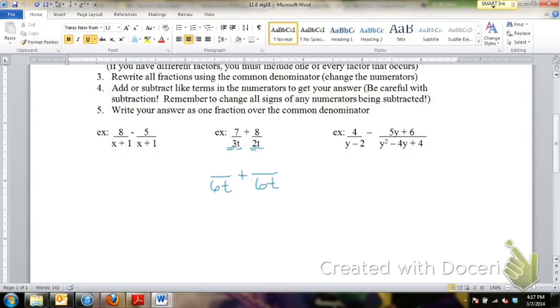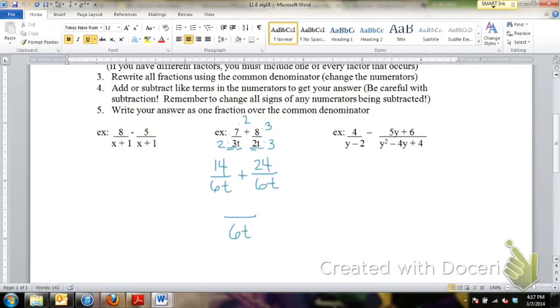Now, 3t, I had to multiply by 2 to get 6t, so whatever I did to the bottom, I do to the top. 7 times 2 is 14. Do not forget to change your numerators. What did I do to the 2t to get 6t? I multiplied by 3, so do the same to the top. 8 times 3 is 24. Now, don't reduce your fractions, because then you're right back to where you started.